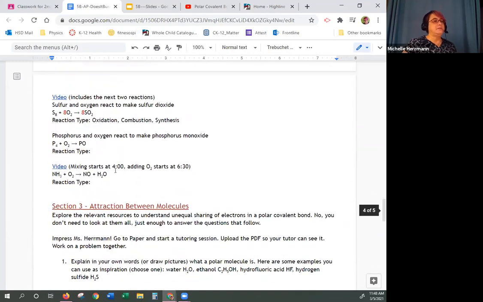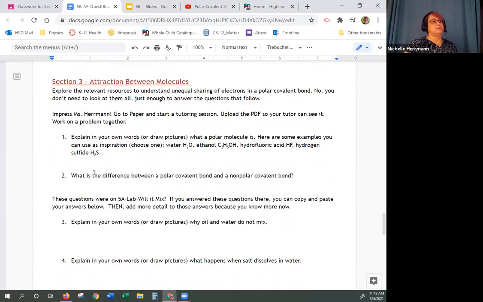Okay, and then down here, attractions between molecules. So I hope we've answered this question, the difference between polar and nonpolar. In this question, explain in words or draw pictures what a polar molecule is. So water is the classic example, but if you want to branch out and look at something else, you can look at ethanol or hydrofluoric acid. That's the one that he had in his slideshow, or hydrogen sulfide.